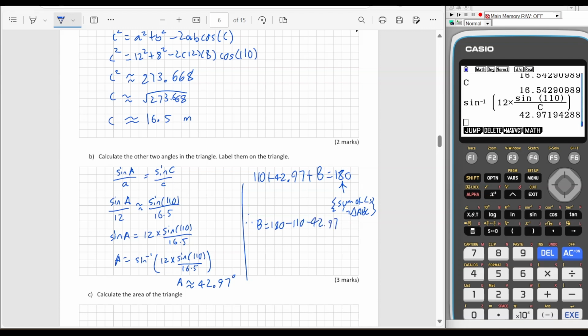So again, I might actually do that strategy, store that answer in B, but that'll get confusing because C was the length, not the angle. But anyway, let's just do 180 take 110 take and then shift answer for the answer we just got. Bam, 27.0.